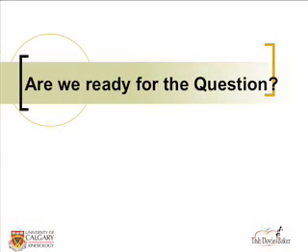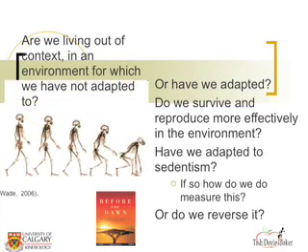So now that I've given you a little bit of a different perspective on the background, what I want to do now is stop a second and say, maybe the built environment is not where we should be. Or maybe we have adapted to the built environment. And if we have, do we survive and reproduce effectively in that environment? Have we adapted to sedentism? And if so, how do we measure if we've adapted to sedentism?